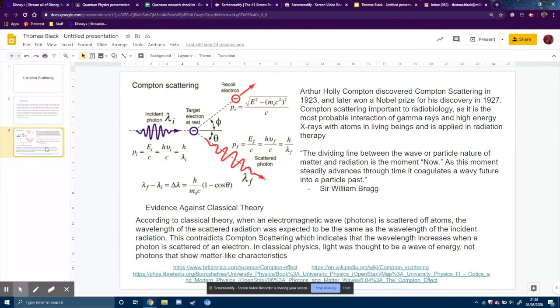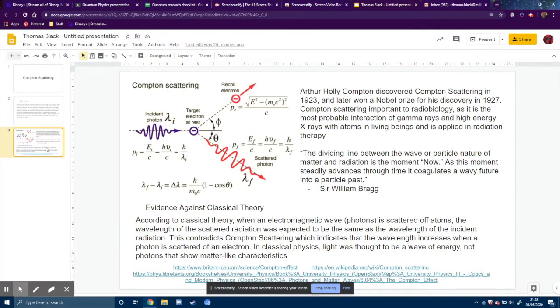They are important nowadays to radiobiology, as this is the most likely interaction between high-energy electromagnetic waves and the human body. The quote was from Sir William Bragg: "The dividing line between the wave or particle nature of matter and radiation is the moment now. As this moment steadily advances through time, it coagulates a wavy future into a particle past."